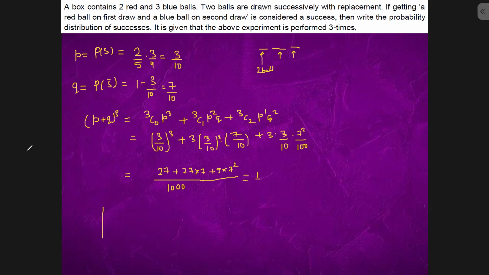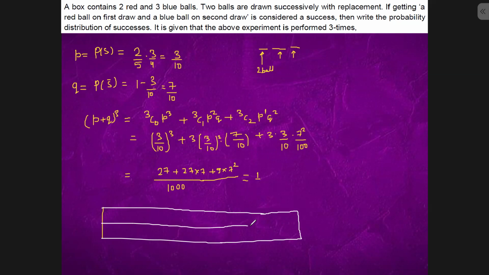So we have to make this table, with columns X and P(x). So X is 0, 1, 2, 3. So the value will come out to be 3C0 and 7 by 10 whole cube.